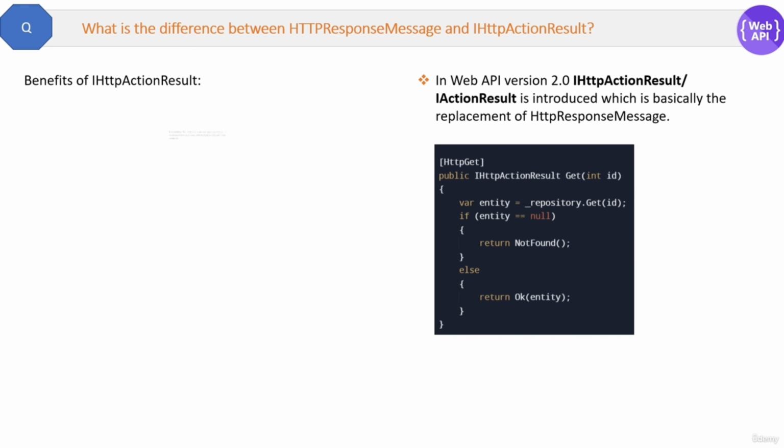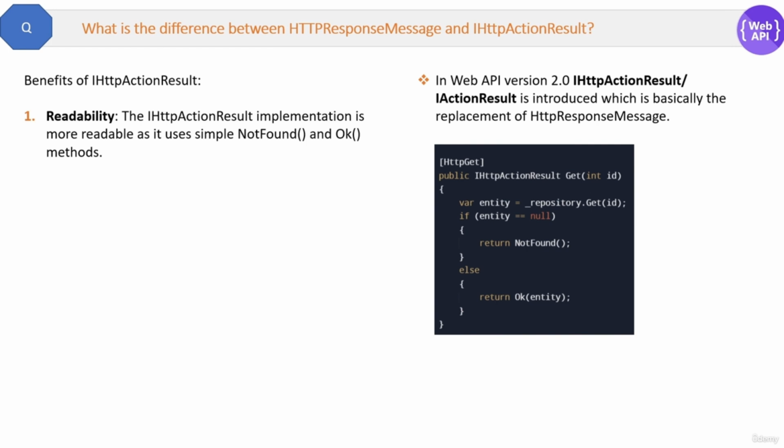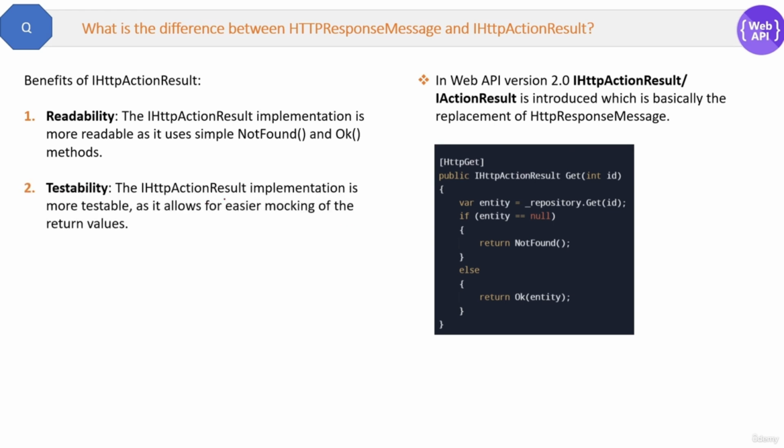The first one is readability. The IHttpActionResult implementation is more readable as it uses simple NotFound and Ok methods like this. The next advantage is testability. The IHttpActionResult implementation is more testable as it allows for easier mocking of the return values. Mocking is very easy for unit testing with IHttpActionResult. Then the next advantage is flexibility.